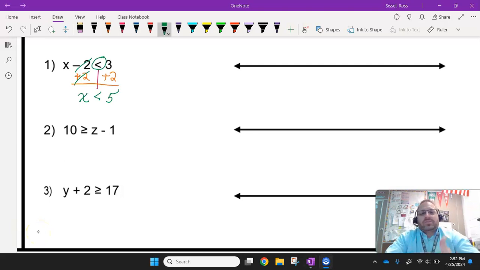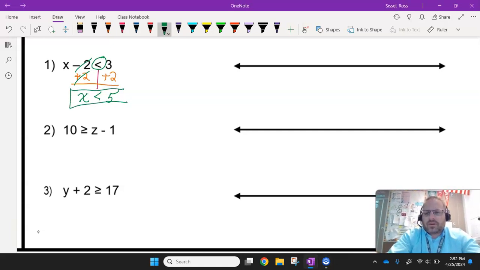Alright, so my variable was x. We were subtracting 2, so the opposite of subtracting 2 is to add 2. We do that to both sides of the inequality, and we're left with x is less than 5. So this is our answer.